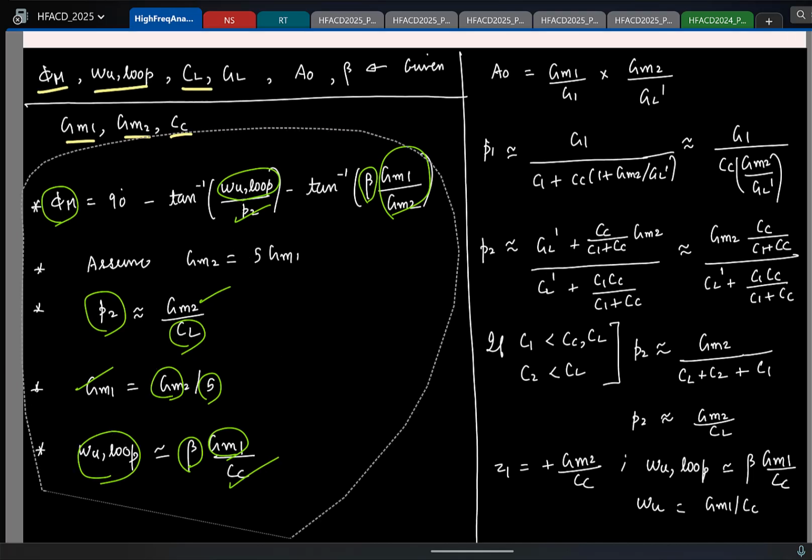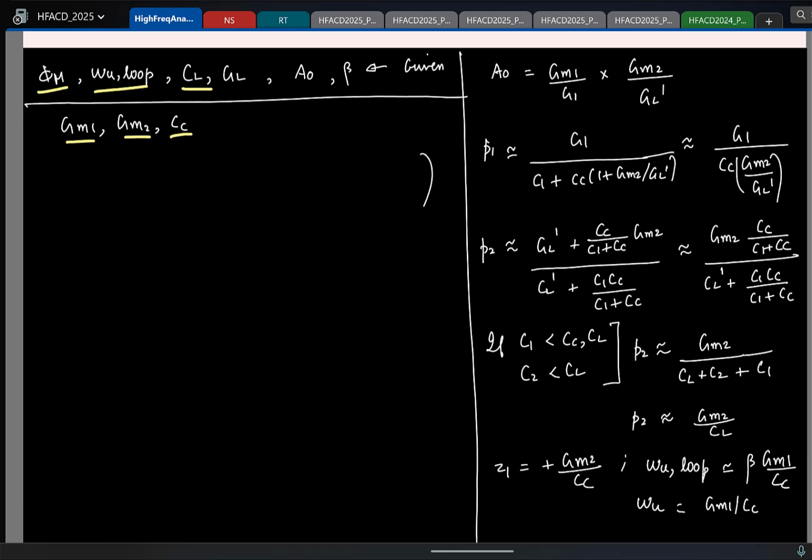So what I'm getting at is, for the second stage I know what GM2 is, and I know this GM2 is essentially the transconductance of the MOS transistor used in the second stage. This is something I know. Based on this, let's see how we can design the bias current and sizes.